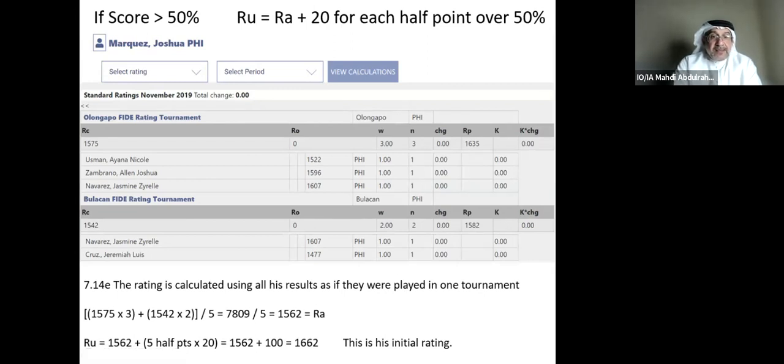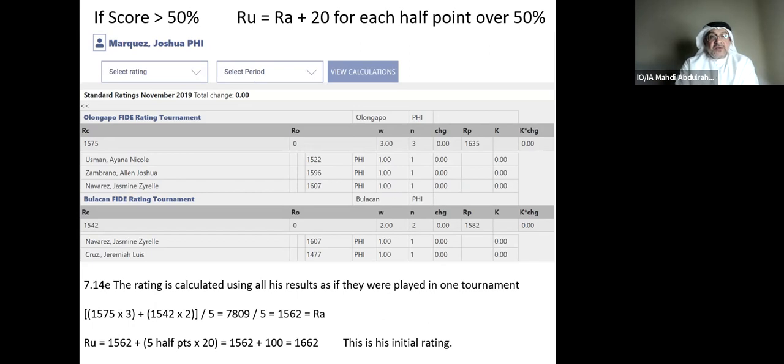Okay, plus now he scored more than 50%. 50% of the 5 points is 2.5. So now he scored 2.5 more. So this is extra points. So for each half point, we times 20. So 5 half points x 20, the new rating will be rating average plus 100, which is the more points he scored, equal 1662. This is his initial rating.